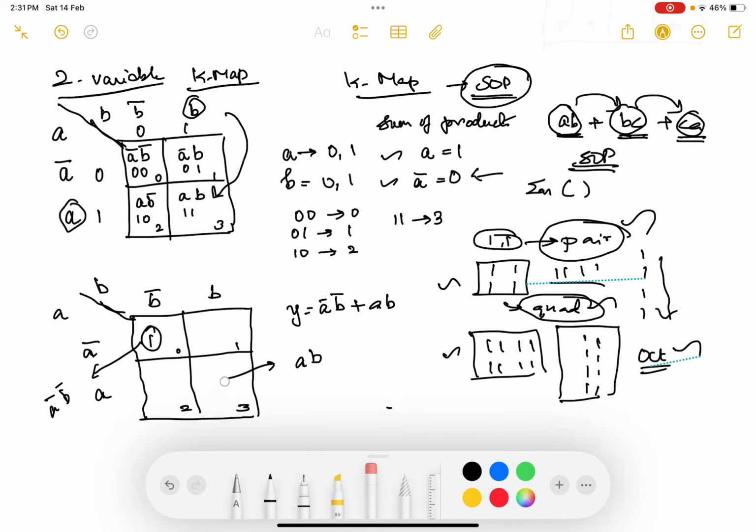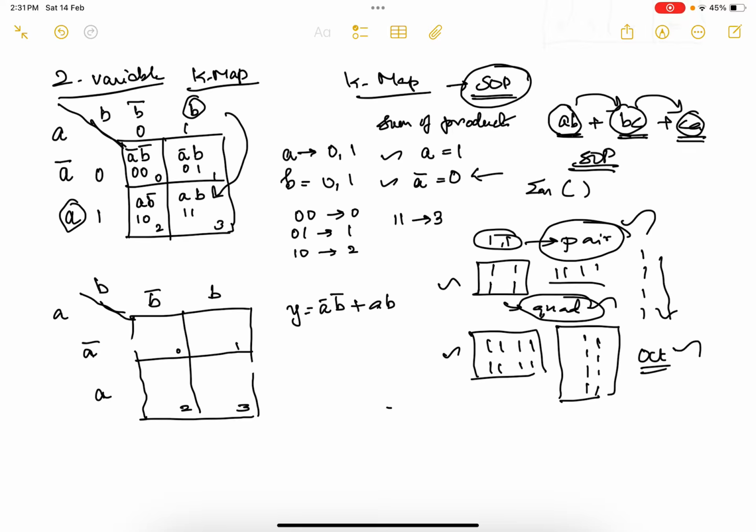I will go with another combination. So this is one way of combination. The second thing is, if I have 1 and 1 in this location, what will you do? We can form a pair. So for this pair, what is the answer? In the first pair, you check the row. This belongs to which row? A dash. So you write A dash.